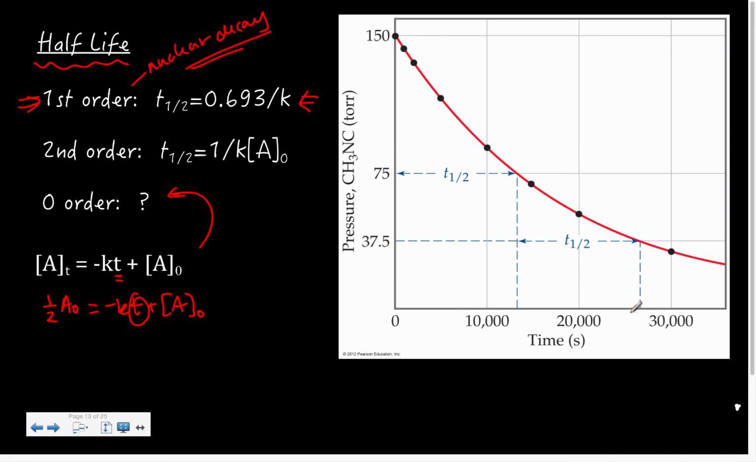Keep that in mind also, because that's sort of a workaround. If we were given just this and we had to determine whether this is a first order process, that's what we would look for: is the half-life a constant value?